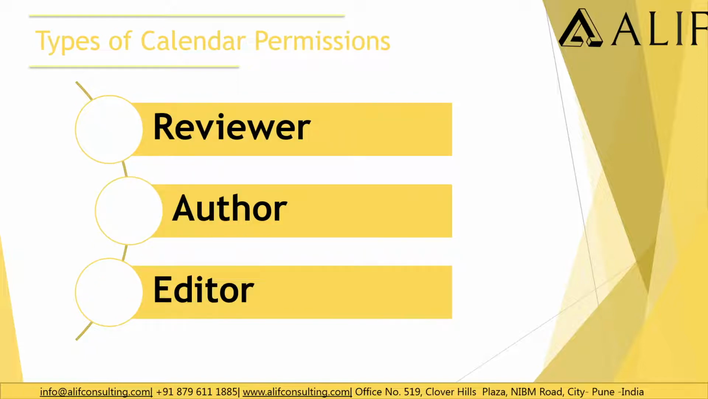Now we will speak about the different types of calendar permissions. As the name itself says, reviewer. What does this permission mean? Unlike the edit permissions, wherein you have access to someone's calendar, here you would just be able to view those meetings, invites and whatever entries are saved on that person's calendar. You will not be able to make any modifications. If you need to make modifications, you need either the editor permission or the author.